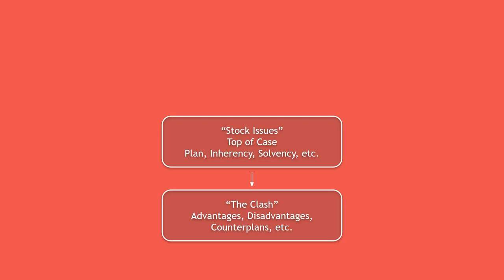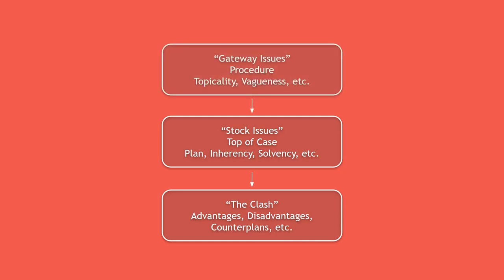But before we can really talk about those, we have to get through the gateway issues, which are procedure. Like, is this plan on topic? Is this too vague? And etc., right? And only once we establish those things does the next thing matter, and then finally the next thing matter. An interesting thing about this is that the clash, meaning the advantages and disadvantages, are really the only place the affirmative has access to winning the round in almost all instances. Meaning if you're the affirmative and you're trying to win through your impacts, that's really the only place you're able to do that. Whereas the negative can win on any part of the flow.